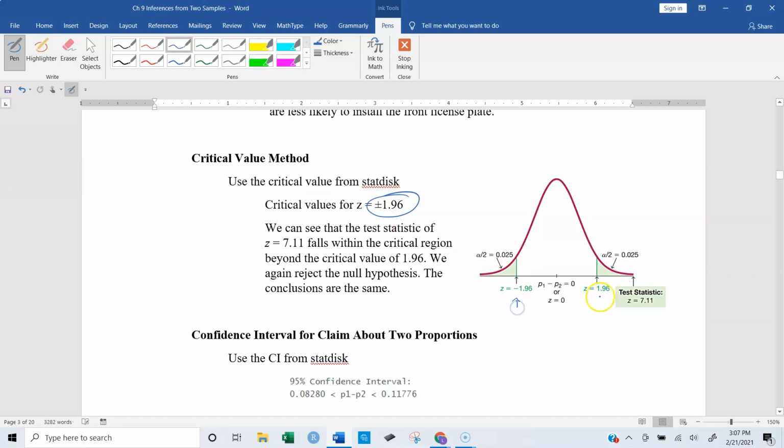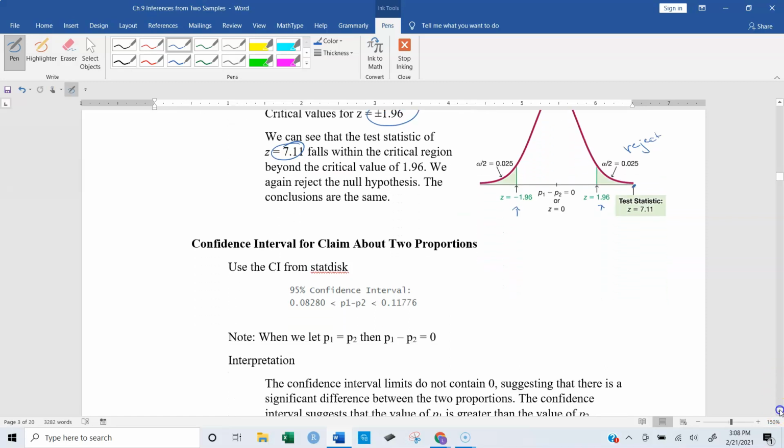So we had the negative and the positive. So we have our critical value in our test statistic, a 7.11, falls well within our, remember, this is our rejection region. So again, we reject the null, which would give us the same conclusion as above.